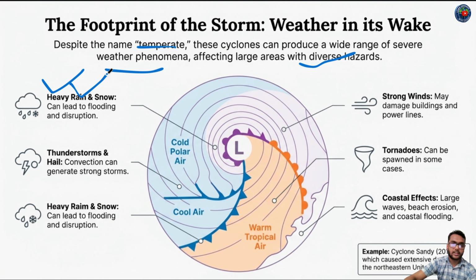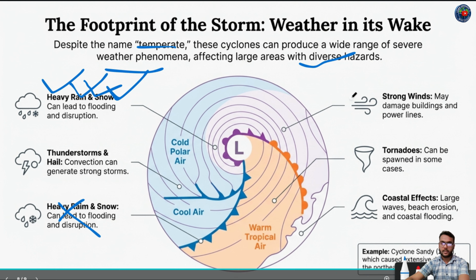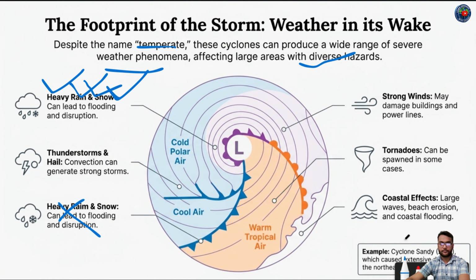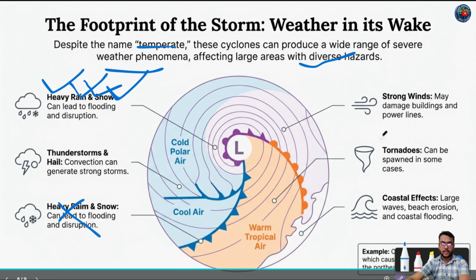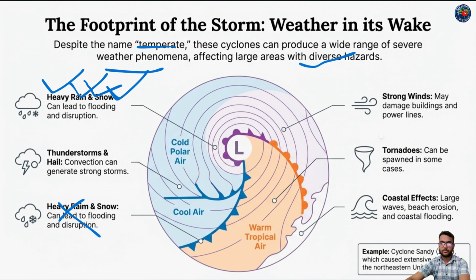These are some basic weather effects of temperate cyclones on the Earth's surface: heavy rain and snow, thunderstorms, strong winds, tornadoes, and coastal effects. Cyclone Sandy is an example, which occurred in 2012.